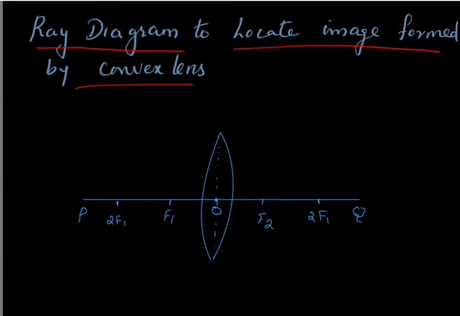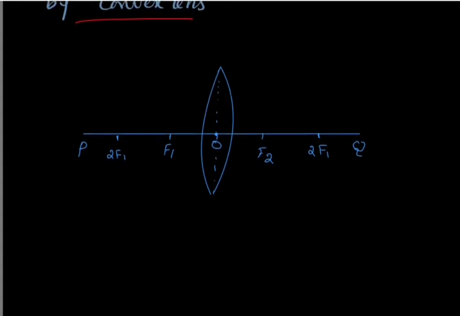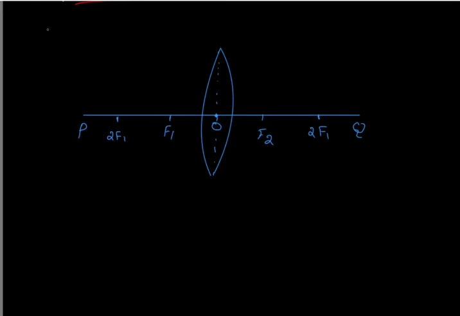So this is the first step. Now after drawing the preliminary setup, we will take each case in detail. Let us take the first case, case 1, when the object is at infinity. So we have to place the object at infinity. For the infinity position we need to consider parallel rays.